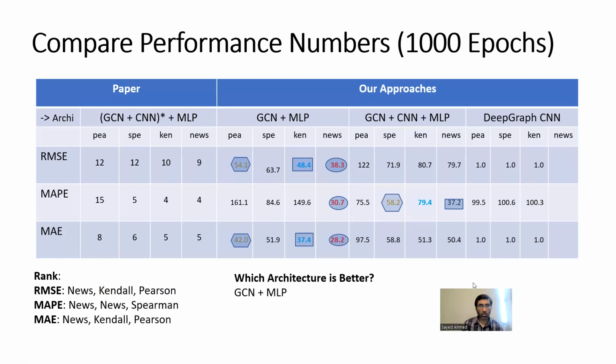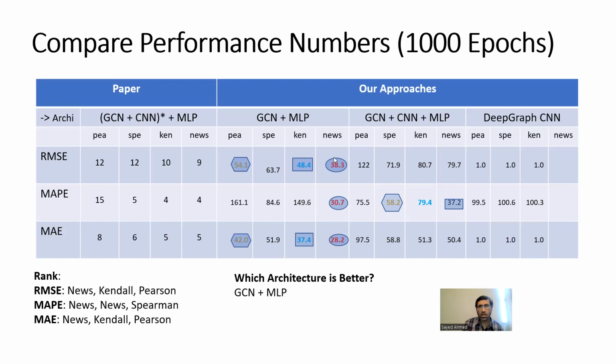Let's see how the numbers look. This is for 1000 epochs: GCN plus MLP architecture, GCN plus CNN plus MLP architecture, and deep graph CNN. I can ignore deep graph CNN for now. This is the paper. You can see my numbers are off by a couple of times, so it still needs fine tuning to get closer, more correct numbers. Among them, in terms of RMSE, this is the order: Kendall, Spearman, Pearson, and again Kendall, Spearman, Pearson. For MAP, Kendall, Spearman, across multiple different architectures. For MAE, Kendall, Spearman, Pearson, and again Kendall, Spearman, Pearson.